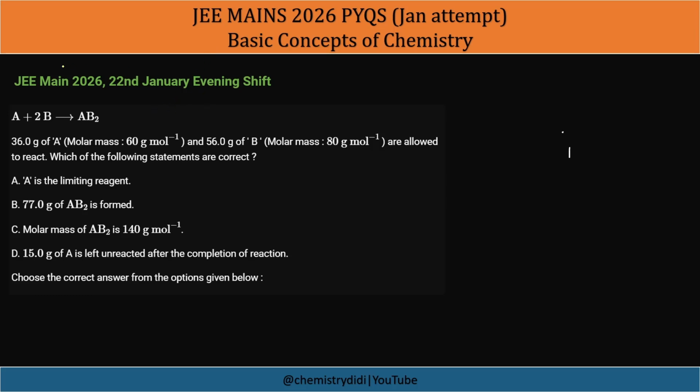Hello everyone, let's try to solve one more question. This is the second question that I am solving from the chapter Basic Concepts of Chemistry. And all these questions came in JEE Mains 2026 January attempts. Why am I solving these questions?